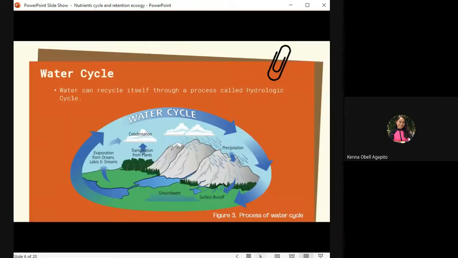To start, water can recycle itself through a process called the hydrologic cycle. In this cycle, the water takes on different forms in different places: solid, liquid, and gas. To explain the figure shown, we will start with evaporation. The water evaporates from oceans or lakes or streams, where water becomes gas, and that gas is what we call vapor or water vapor.